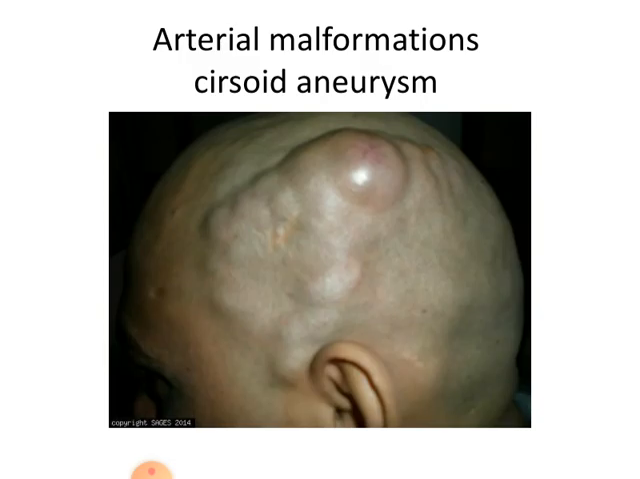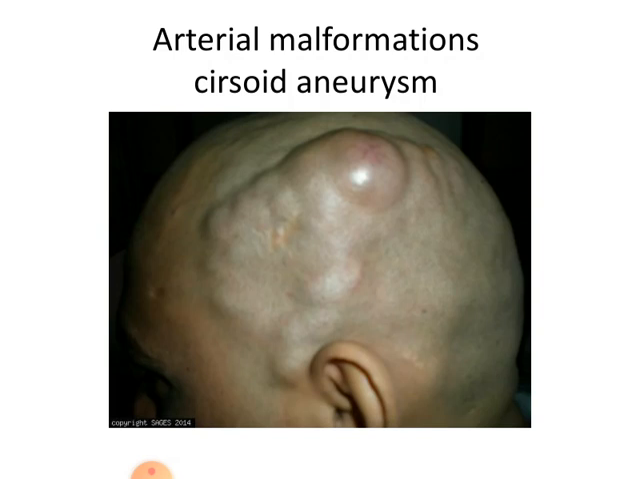Arterial malformation, or cirsoid aneurysm. Cirsoid is derived from the Greek word for snake. The commonest site is the temporal region, in the superficial temporal vessels, or the occipital region. The patient has a large compressible pulsating mass on the temporal side of the head. This mass has an audible bruit.